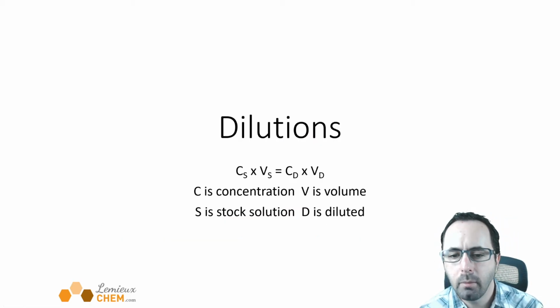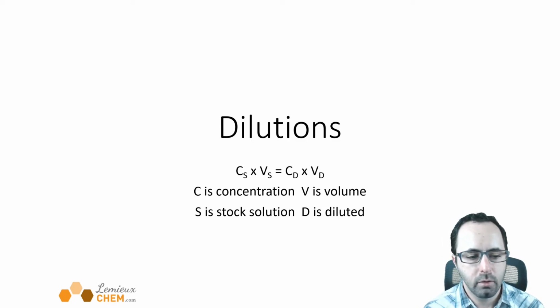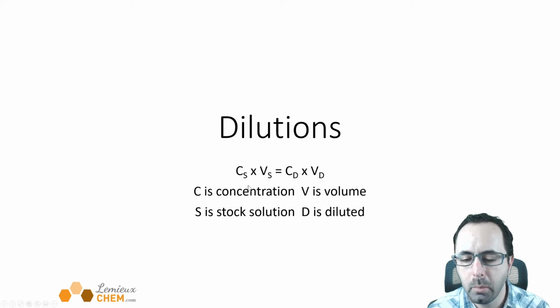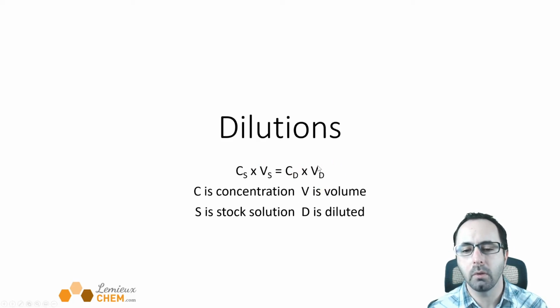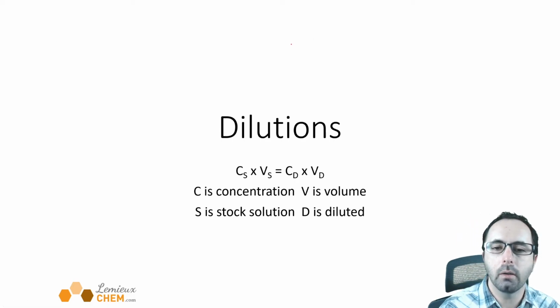Lastly, the last type of calculation we're going to do related to solutions is a dilution calculation. In this one, we use a formula or an equation that looks like this. Concentration of the stock solution times volume of the stock solution equals concentration of the dilute solution times volume of the dilute solution. Now, often in your book or in other places, you'll also see this form of the equation.